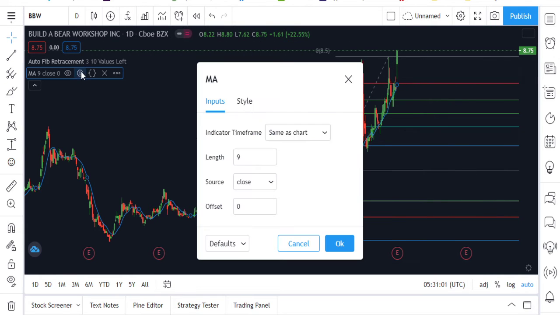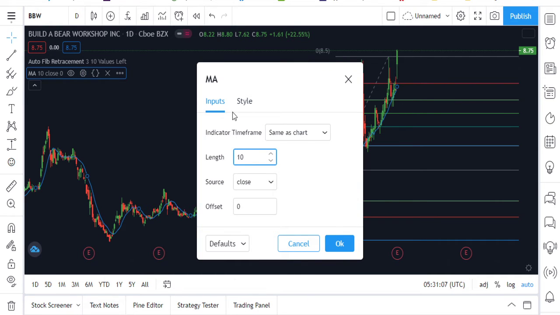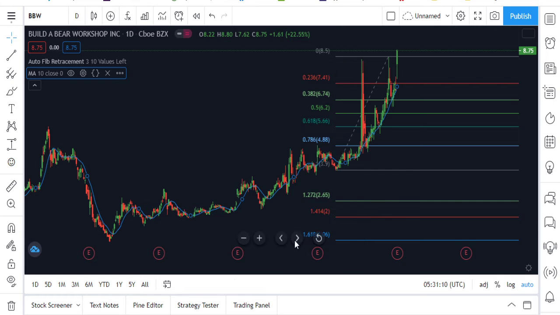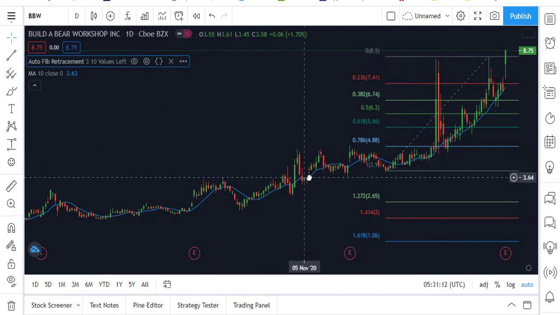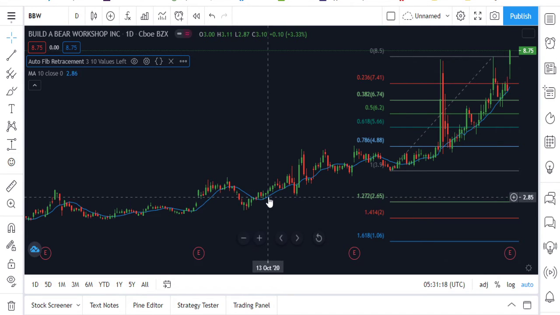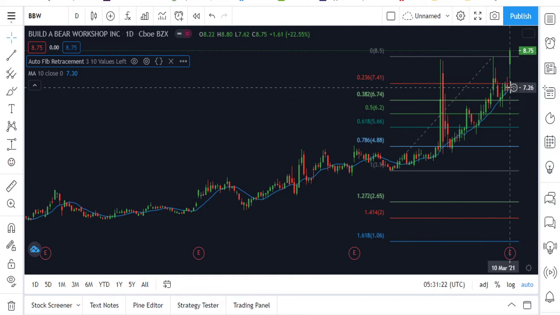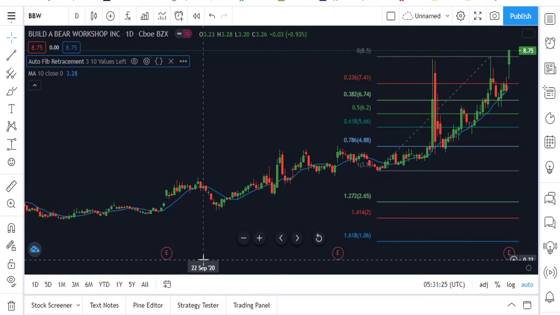So another technique you could use, go to the settings right here, this little gear icon, that's the settings. Click on it, you want it to be a 10-day moving average. So see right here where it went below that moving average and then it went back in, and it's kind of just been teeter-tottering, bouncing off of that line.